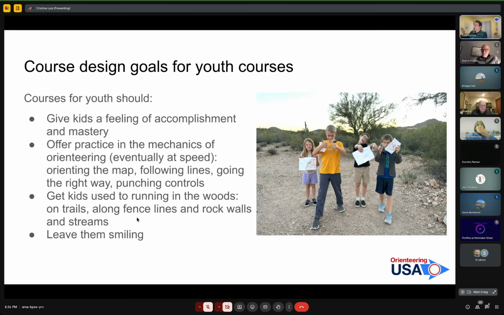I think a lot of times as adults, we forget that these things you have to learn. You have to learn to orient the map every time you get to a decision point. How you check the code and punch the control, what the finish chute looks like. All these things are new to a new orienteer. And running, many kids run on trails, right? So all these things are new and exciting, and we want to get them to practice it, and they will have fun doing it. So you want to leave them smiling. All right, so those are kind of our goals.